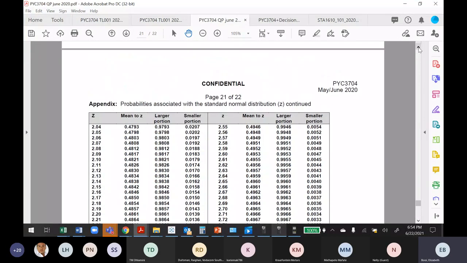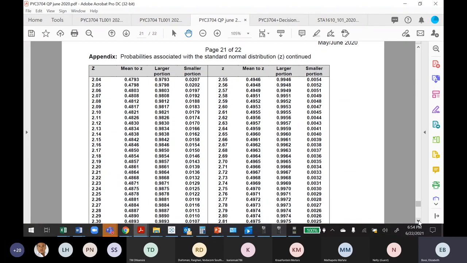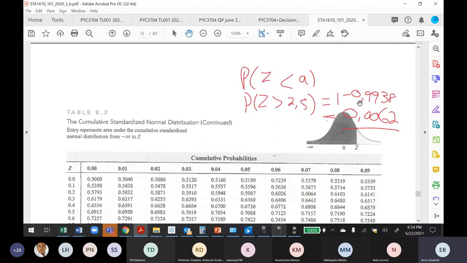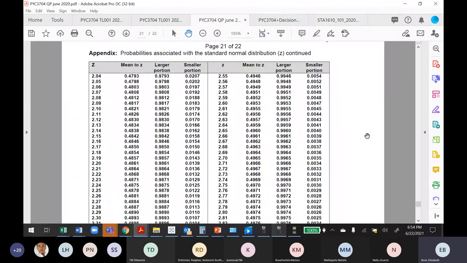And you are right, we just need to draw a picture in order to understand this. I always need to understand from the table that I'm used to in order for me to help you as well. As you can see from that one, because the table contains the less than, we're looking for the greater than. If we look for the greater than, we say 1 minus the area, the bigger area, and that gives us 0.0062. So on your table, we're looking for the smaller area because this says small portion and large portion. So we need to go to the small portion.